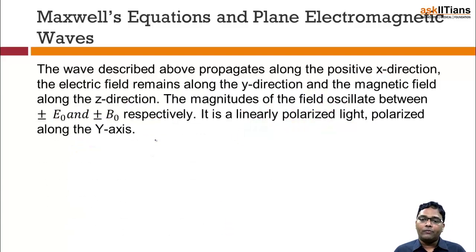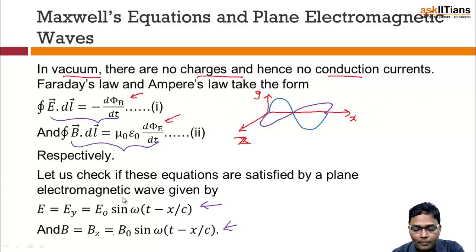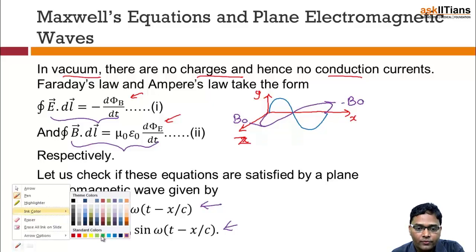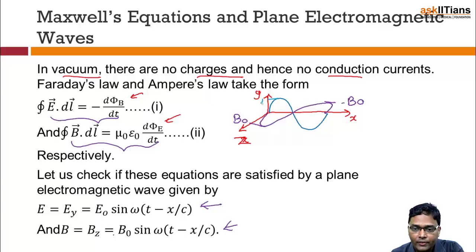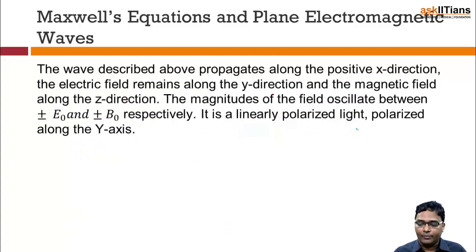The wave described above propagates along the positive x direction, the electric field remains along the y direction, and the magnetic field along the z direction. The magnitudes of the fields oscillate between these values. Let me come here and change the color. Here the maximum magnetic field value is B0, and similarly this value is minus B0. For the electric field, this is E0, and similarly this is minus E0. So this is how the electric field and magnetic field oscillate with time, right?